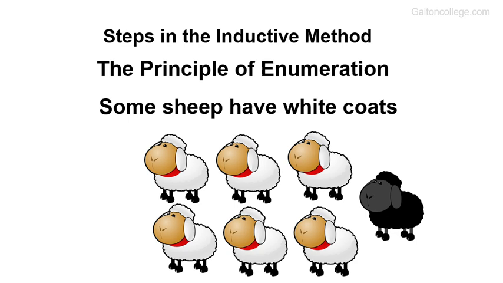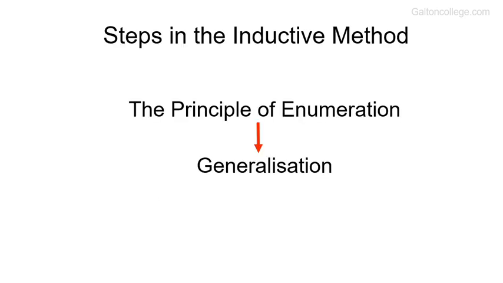We can say some sheep have white coats. We move from all to some. All is universal. Some is particular. Some sheep have white coats. We've moved to the particular. So the steps in induction: the principle of enumeration, count up and see what we've got. Generalize if we can, which we did with the white sheep. And we've induced from the generalization that in our case all sheep have white coats. But then we found it was not true. So we start again.